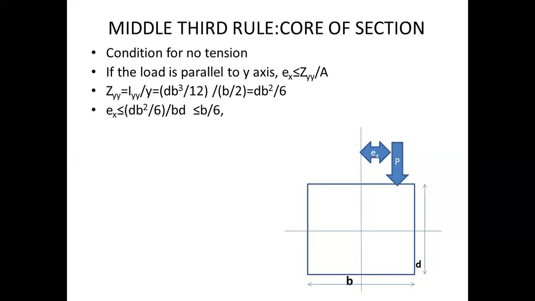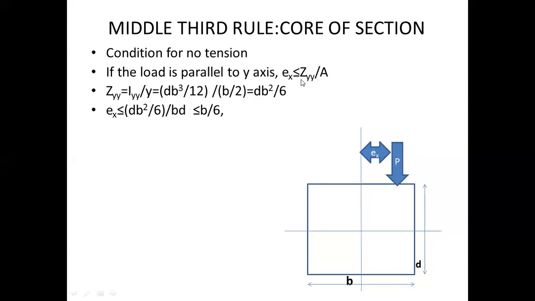along y-axis. This should be equal to Iyy, that is the moment of inertia about the y-axis, divided by y. So moment of inertia of a rectangular plate about the y-axis is dB cube by 12 according to our figure, divided by y. Here y should be B upon 2. So Zyy is coming dB square upon 6. So hence Ex is less or equal to Zyy divided by A.